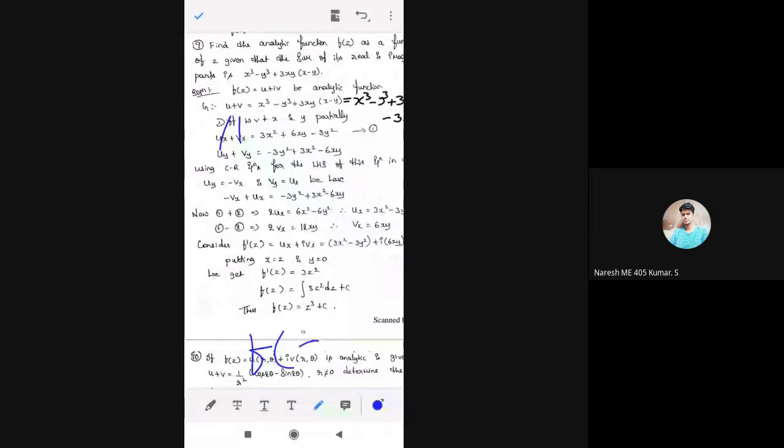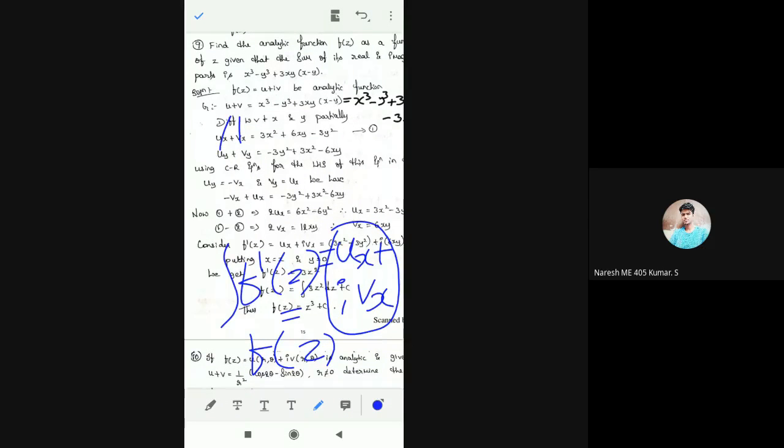So we all know we find f(z) by integrating f'(z), correct? Like this we have done so many problems. So we need f'(z). So what is f'(z)? f'(z) is ux plus i into vx, correct? f'(z) is ux plus i into vx.